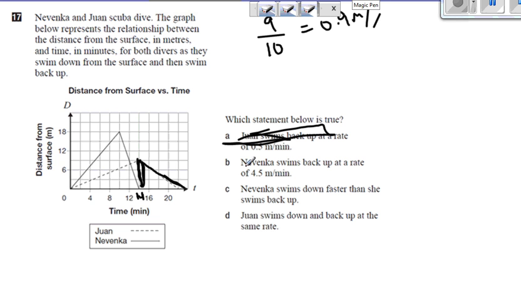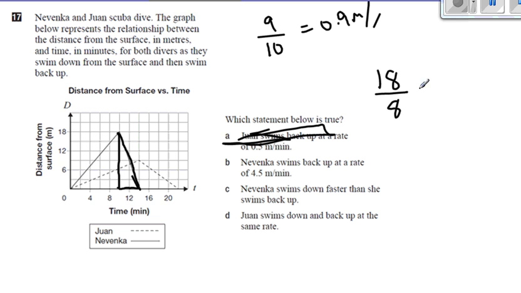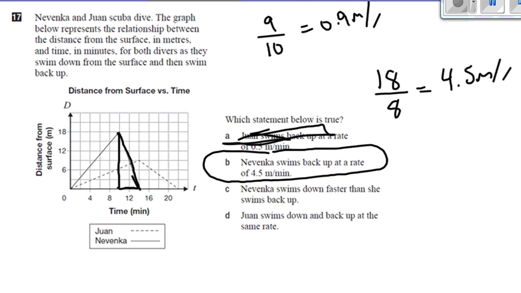Here's another option. Does Nevenka swim back up at a rate of 4.5 meters per second? So let's look at this. Here she is swimming back up, and she goes a total distance of 18 meters, and it takes 4 minutes, sorry, 18 meters and 8 minutes is 4.5 meters per second, and that's what B says, that she's swimming up at a rate of 4.5 meters per second.